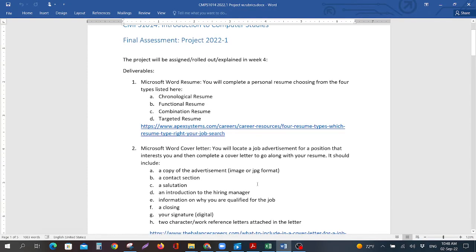You are to go online and determine, based upon the position that you have found and are going to apply to, which would be the best resume to use based upon the position you're applying for and also the experience level that you have. So chronological, functional, combination, and targeted resumes. You can use this resource here and look up the different definitions and which one applies to you based upon your education, your experience, and also the position that you're applying for, entry level, and so forth.